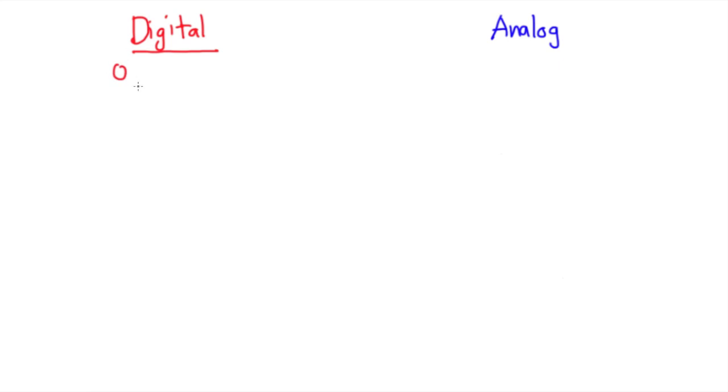So the idea behind digital is the signal has a fixed output. So either 0 or 1, which is typically binary. Or it could also be a limitation between a set amount of values, where it could be something like 0 to 255, and integers only. So you only have 256 values.